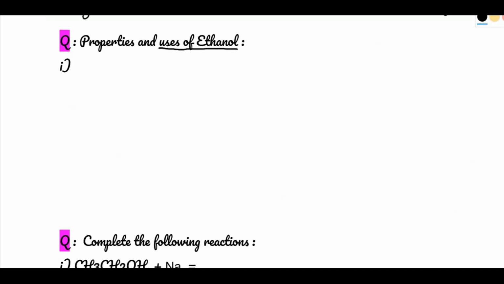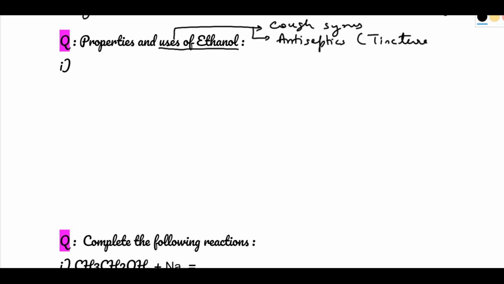So properties and uses. Let's first discuss the uses of ethanol. Ethanol is used for medicine purposes, like in cough syrups. It is used in antiseptics like tincture iodine. Then CH3CH2OH, the drinkable form of alcohol, is mixed with CH3OH, that means methanol, the undrinkable, toxic form.